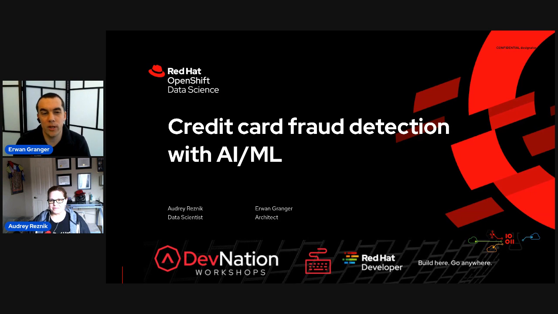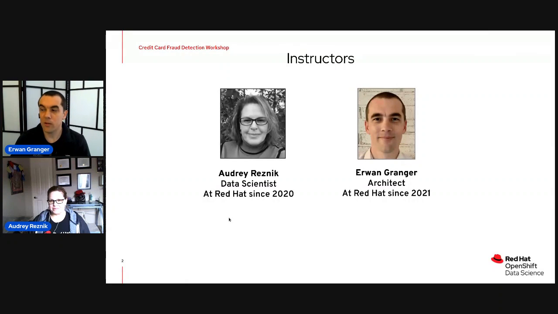We are going to talk today about credit card fraud detection and AI ML. So my name is Erwan Granger. I'm an architect, and I've been at Red Hat since 2021, so nearly a year by now. And I'm going to let Audrey introduce herself as well.